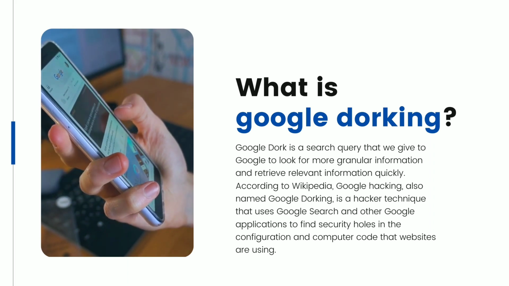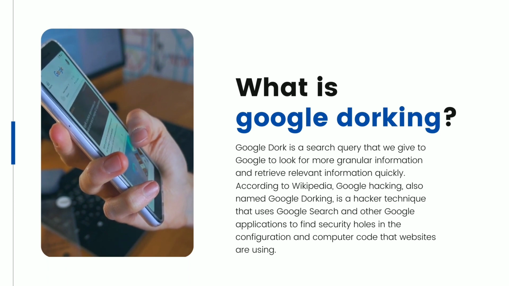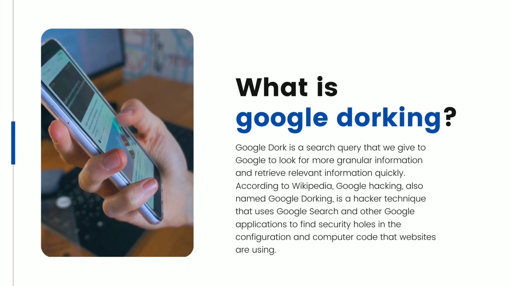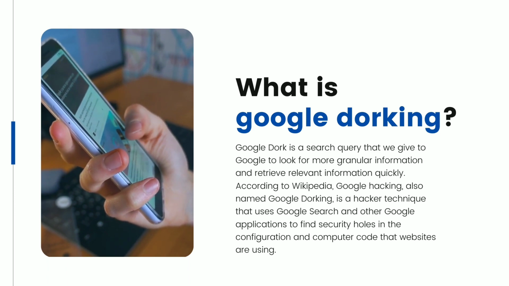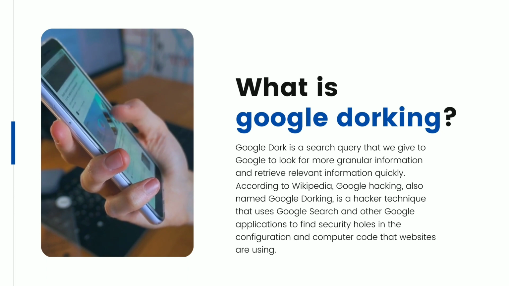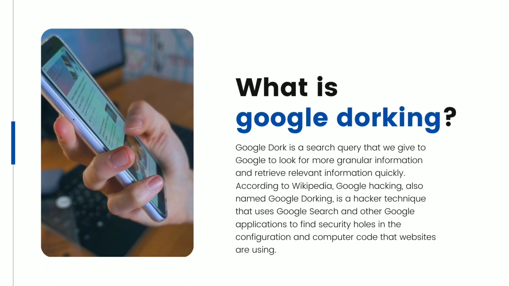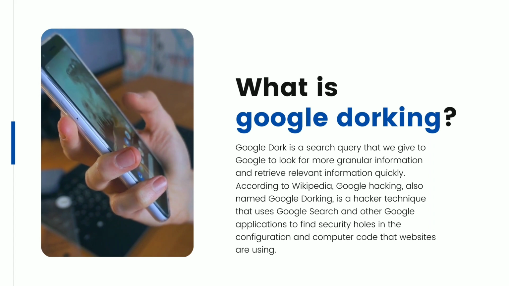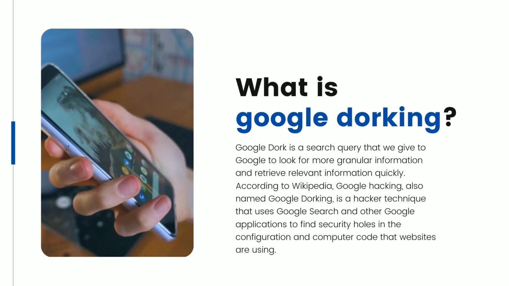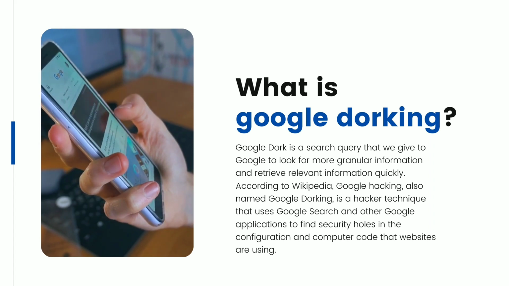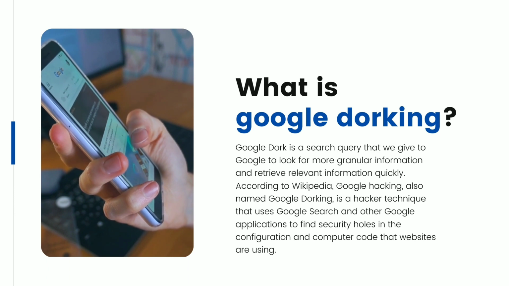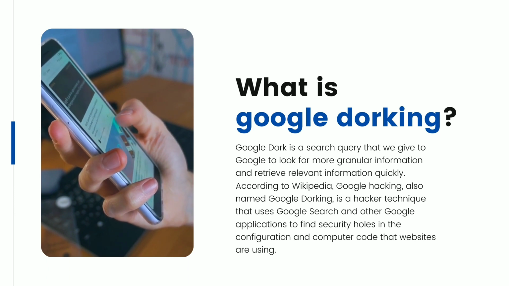According to Wikipedia, Google hacking, also named Google Dorking, is a hacker technique that uses Google search engine and other Google applications to find security holes in the configuration and computer code that a website is using. Google hacking involves advanced operators in Google search engine to locate specific errors or text within the search results.